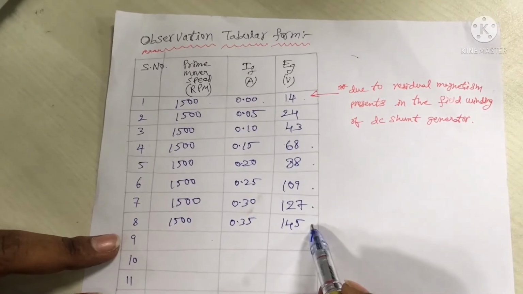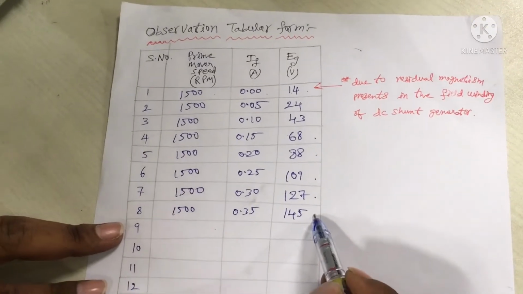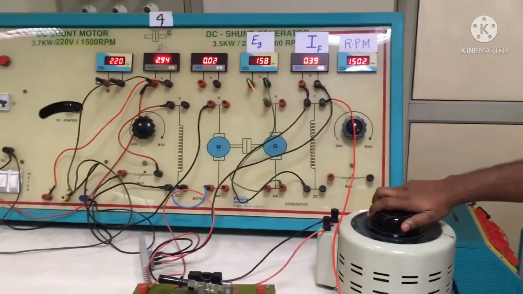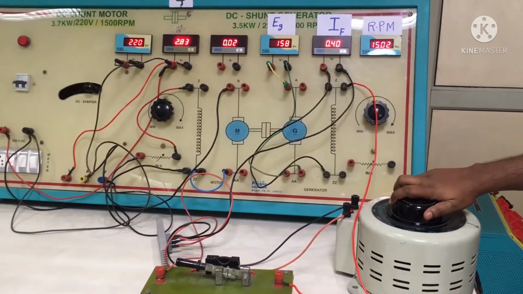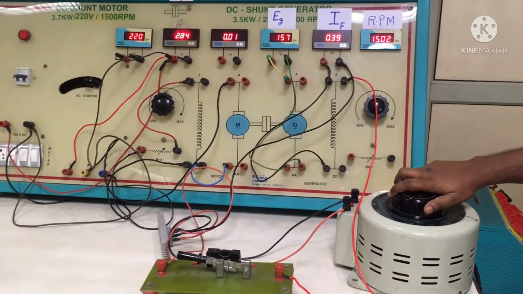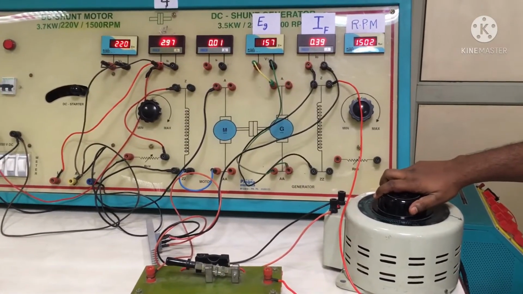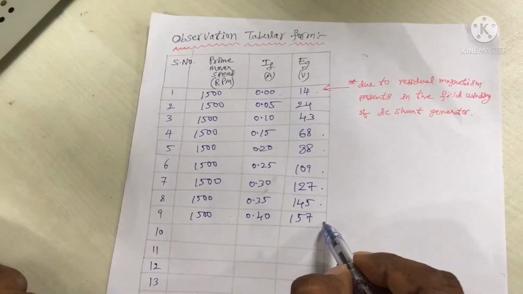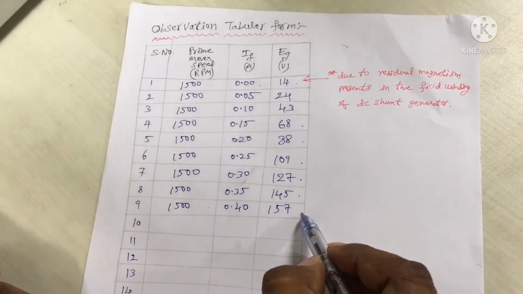Again, we are going to increase the current through the field winding of DC shunt generator. We have set the current through the field winding to 0.4 amperes. At this condition, voltage across the armature winding terminals of DC shunt generator is 157 volts. We have noted down the values here.